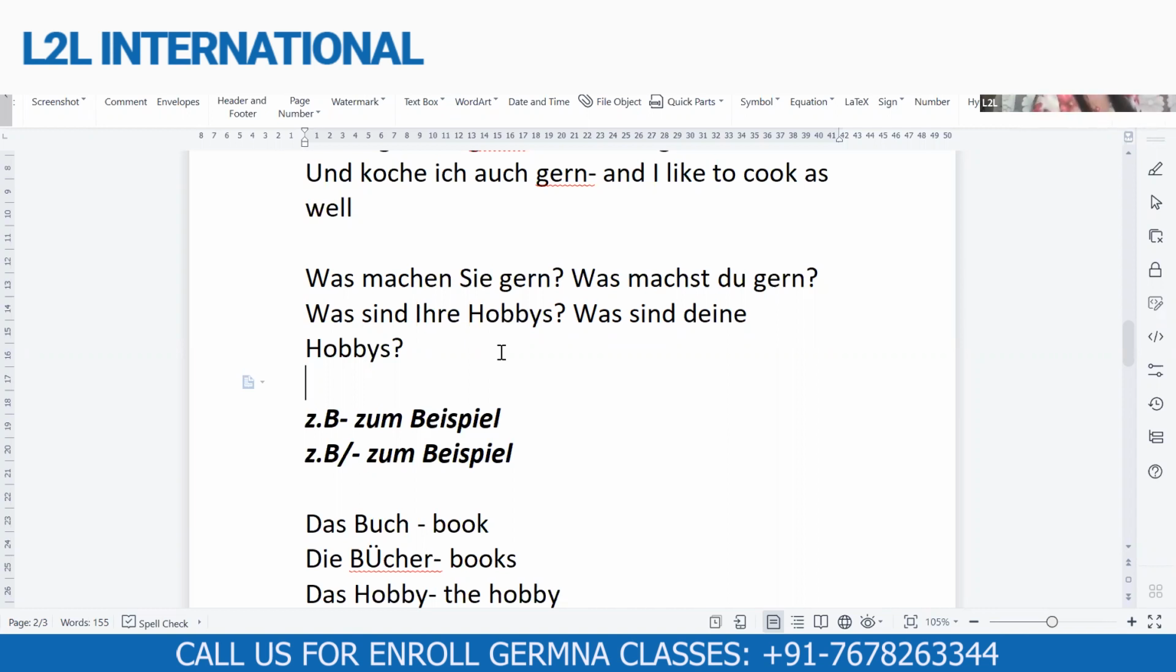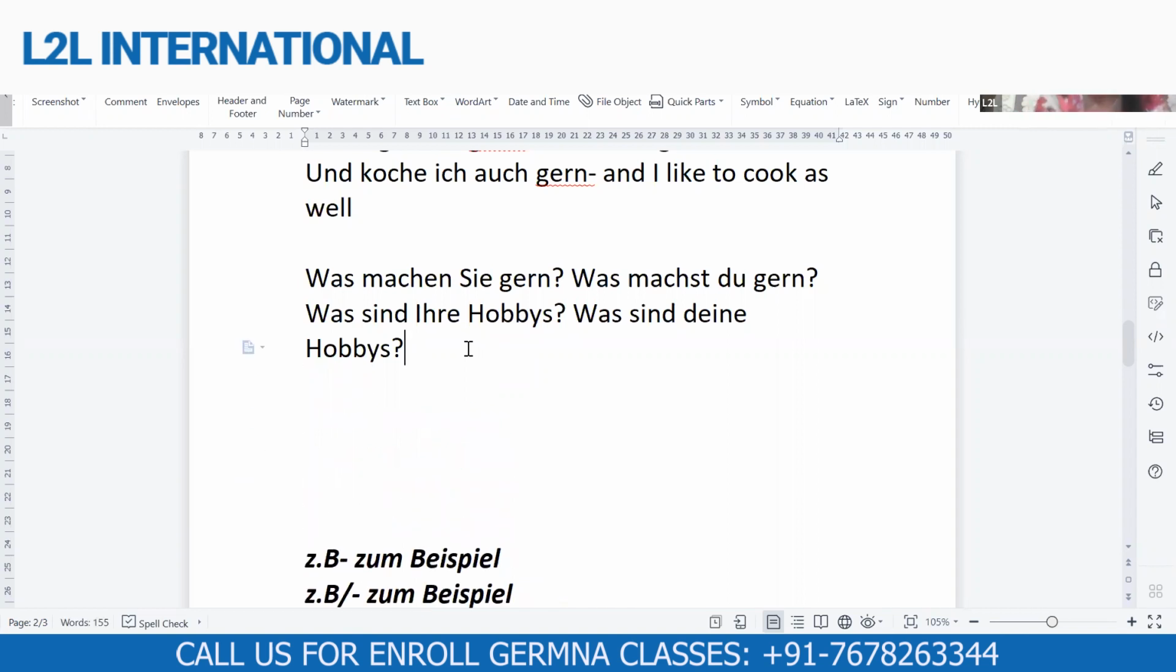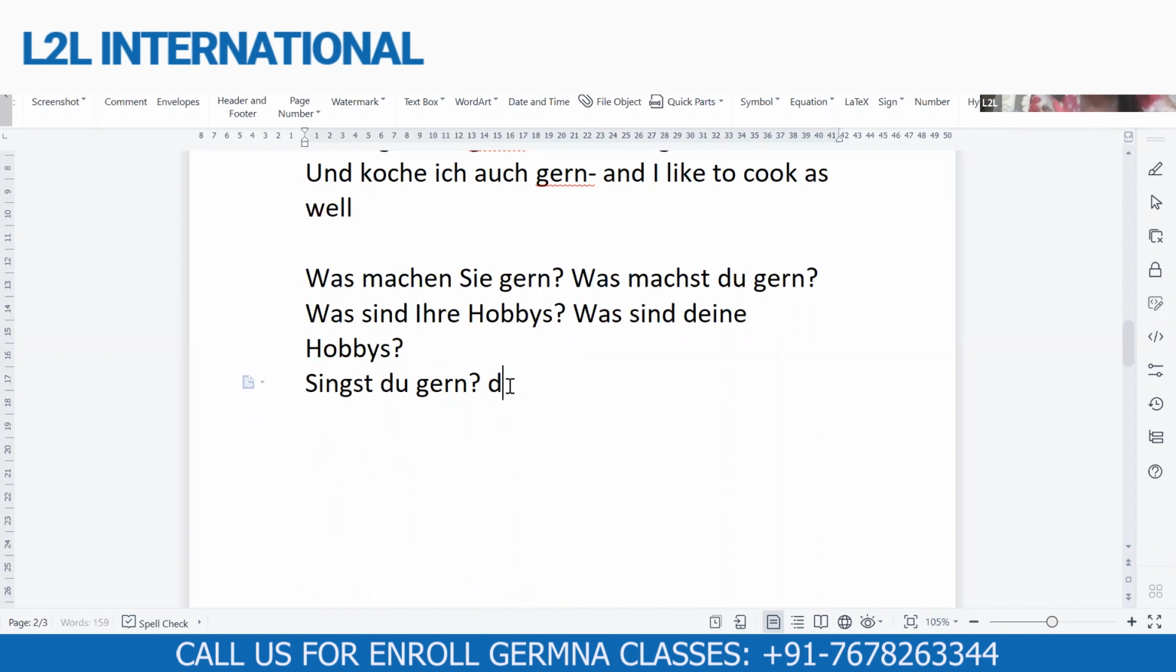The third way is also given in your book, that means using the verb to ask about somebody's hobby. For example, Sana told me that sie singt gern. She likes to sing. So if I have to repeat the same question to Ashwin, do you also like to sing? I would pick the verb, singen, and conjugate it. Normally the position of the verb is second place, but when we make a question, we put the verb in the first place. Then we put the subject: singst du gern? It means, do you like to sing?